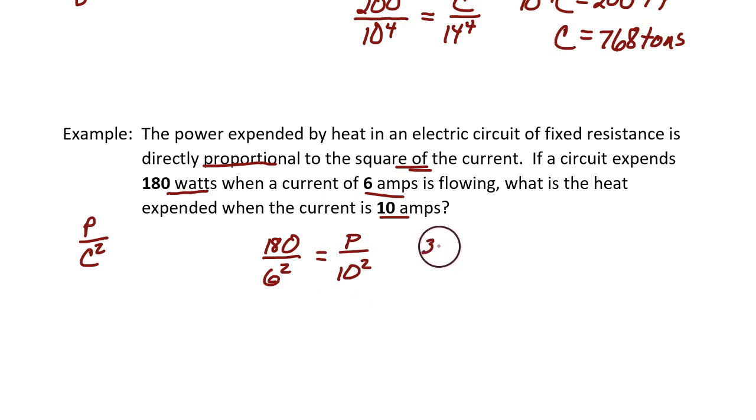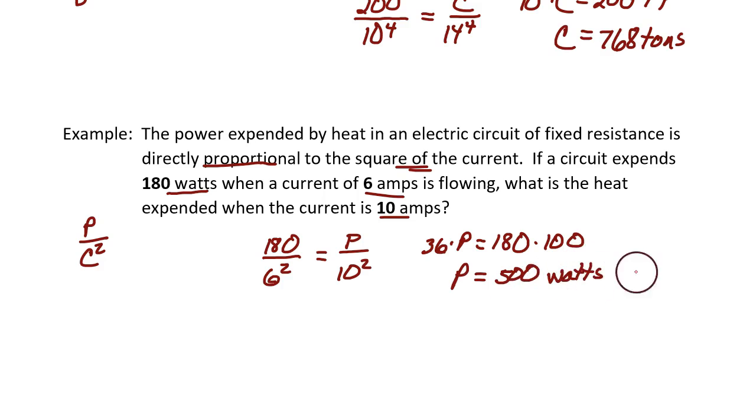6 squared is 36 times the p. And the other diagonal is 180 times 10 squared, which is 100. Divide by 36 to get P alone, and the result is 500. In this problem, power expended by heat was measured in watts. This electric circuit with a current of 10 amps will lose as heat 500 watts of power.